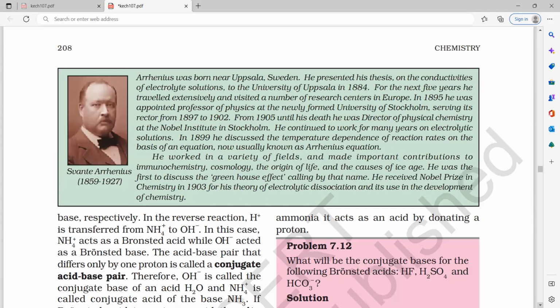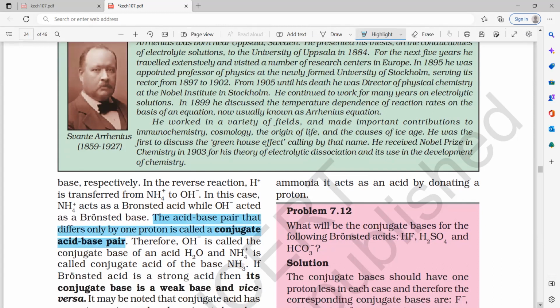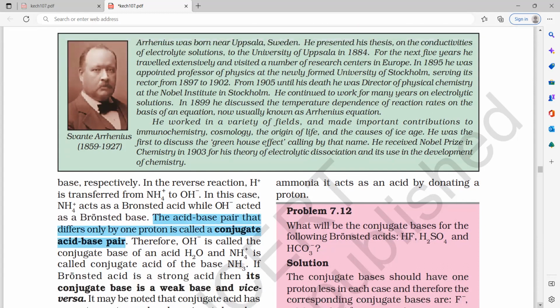In the reverse reaction, H positive is transferred from ammonium NH4 positive to OH negative. In this case, NH4 positive acts as a Bronsted acid while OH negative acts as a Bronsted base. So an acid-base pair that differs only by one proton is known as a conjugate acid-base pair. Sometimes this is asked: what is a conjugate acid-base pair? You can highlight this in your book. Therefore, OH negative is called the conjugate base of the acid water.